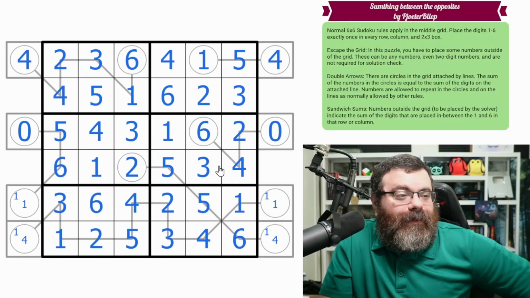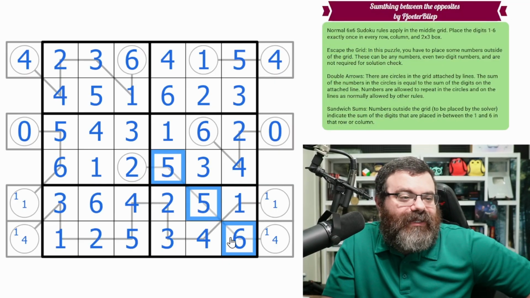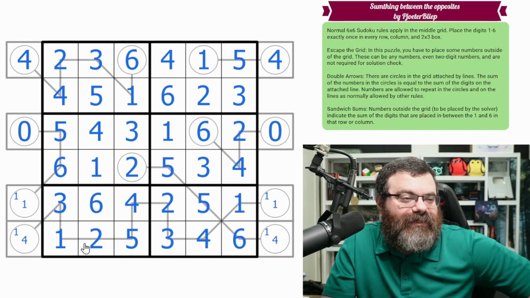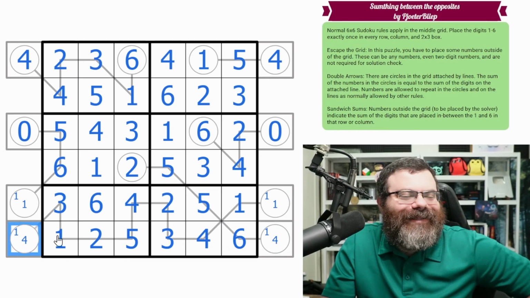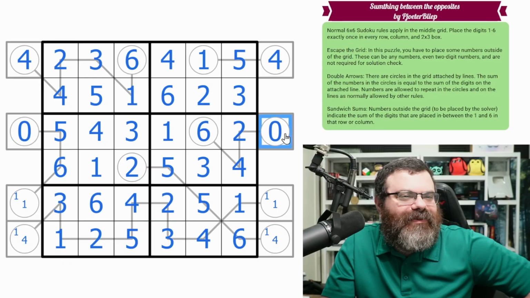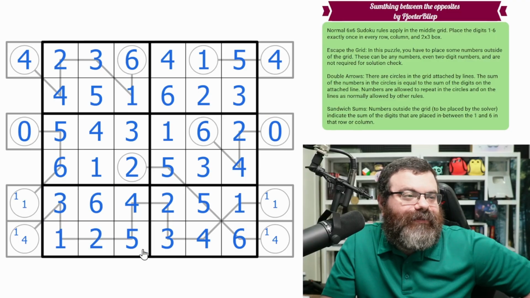Cool. This was a neat puzzle. I really enjoyed the logic of this. I've never seen Escape the Grid with double arrows before that were also sandwich sums. It's a very, very unique concept. I like how you introduced a 0 there. And I like the deduction that both of these have to be the same, which was very important. Cool.